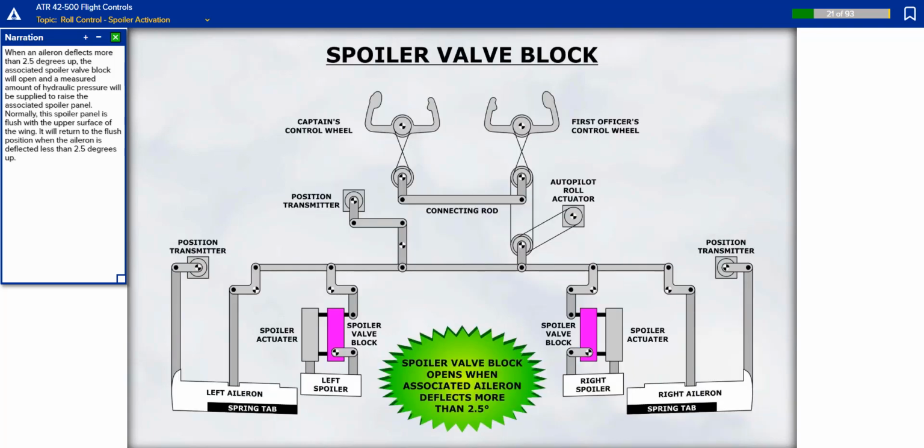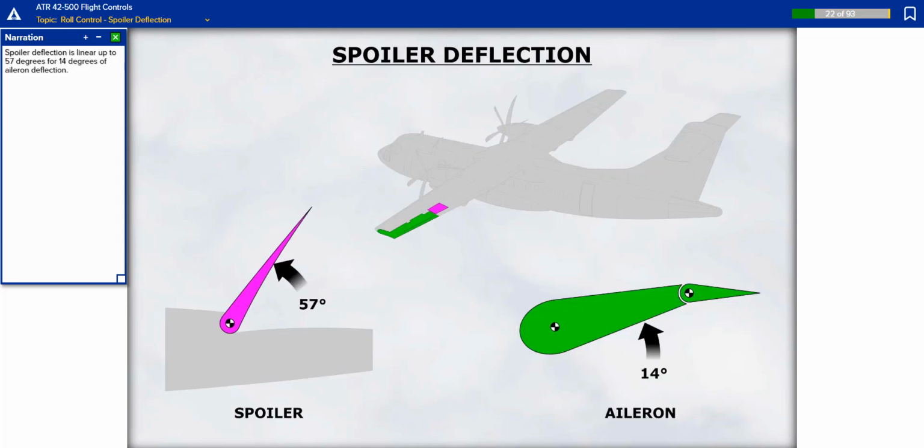When an aileron deflects more than 2.5 degrees up, the associated spoiler valve block will open and a measured amount of hydraulic pressure will be supplied to raise the associated spoiler panel. Normally, this spoiler panel is flush with the upper surface of the wing. It will return to the flush position when the aileron is deflected less than 2.5 degrees up. Spoiler deflection is linear up to 57 degrees for 14 degrees of aileron deflection.